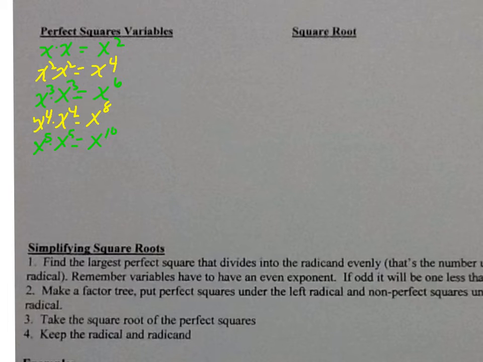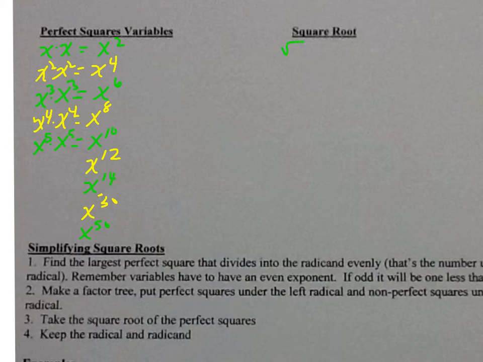So the next one would be x to the 12th. And then we would have x to the 14th. If we keep going, we would have like x to the 30th, x to the 50th. Anything with an even exponent is a perfect square for a variable. All right, so now let's write down their square roots.